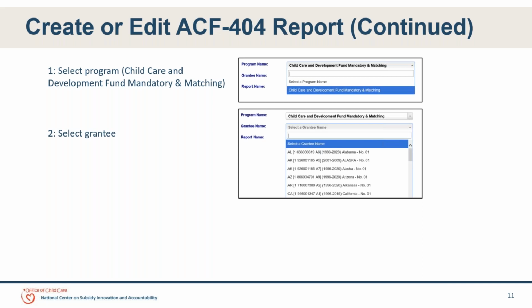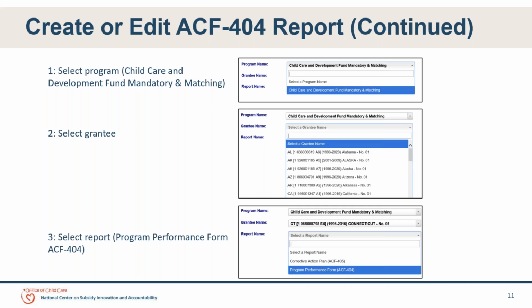Here you can see I have a lot of options, but you'll probably only see your state's name pop up. In some cases, there may be more than one grantee for your state. For example, in the picture, you'll see that Alaska has 2 grantees. So if that is the case for your state, you'll want to contact your regional office for assistance in determining which is the correct grantee. We ask that you don't guess, because we don't want you to enter in all of your data under the wrong grantee and then have to go back and re-enter everything under the correct one.